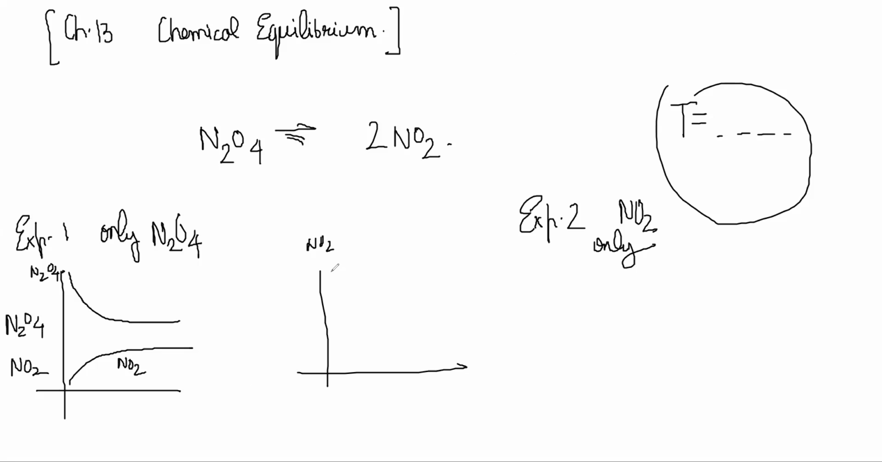And here NO2 was on top, but it declined till here, and N2O4 went up till there, right? Eventually, you will approach the same levels in both the graphs, right?